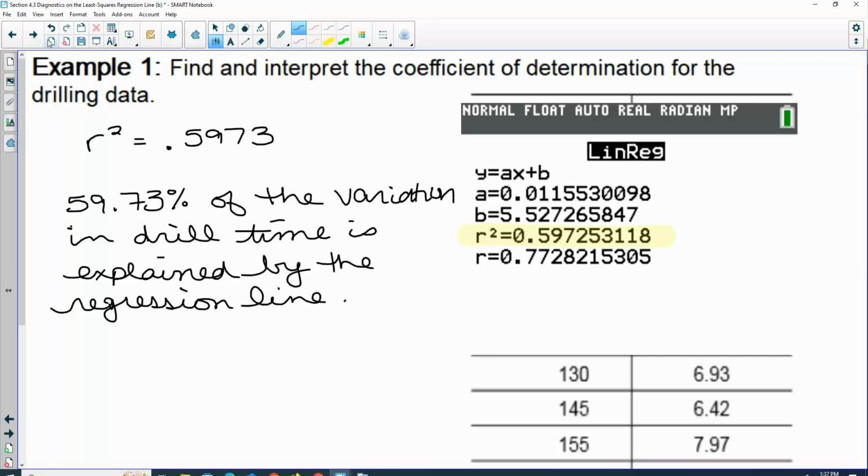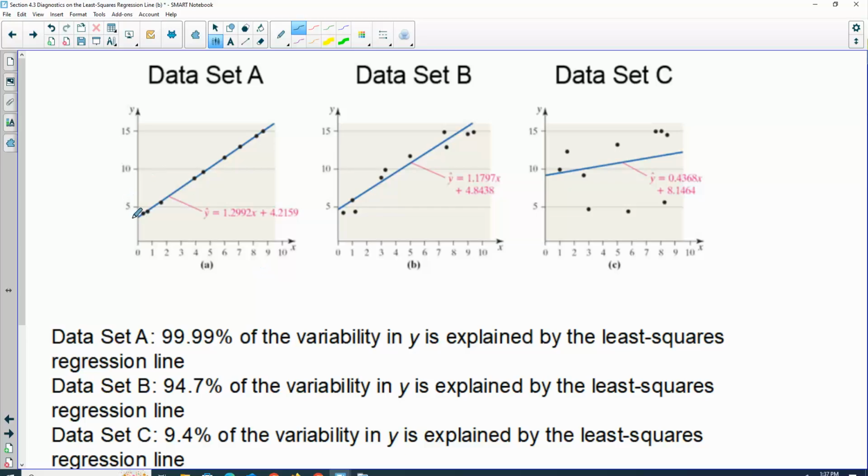The next slide, I just put a diagram, kind of give you a visual. Data set A, is every point perfectly on our line? I mean, our line goes through them. Some of them are just barely above or just barely below. That's a situation where it's like 99.99% of the variation in our Y is because of the line. We expect our Y's to be going up. They do almost perfectly.